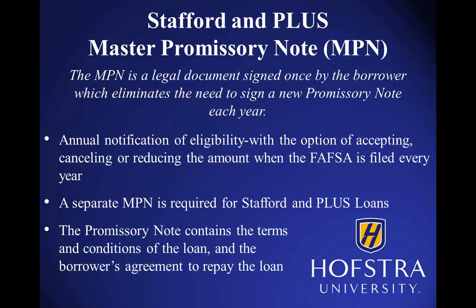Stafford and Plus Master Promissory Notes are legal documents signed once by the borrower, which eliminates the need to sign a new promissory note each year. The Financial Aid Office will send annual notification of eligibility with the option of accepting, canceling, or reducing the amount when the FAFSA is filed every year. A separate Master Promissory Note is required for Stafford and for Plus loans. The promissory note contains the terms and conditions of the loan and the borrower's agreement to repay the loan.